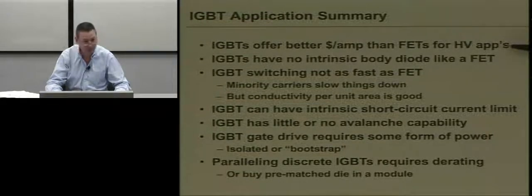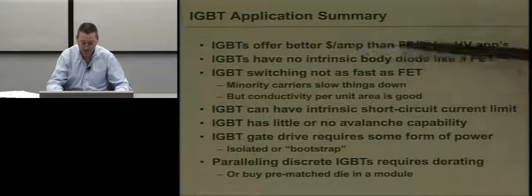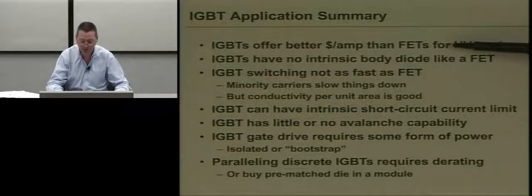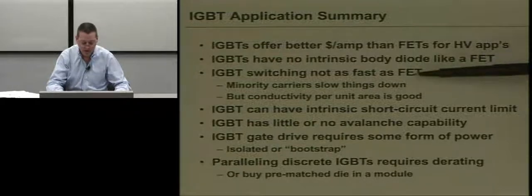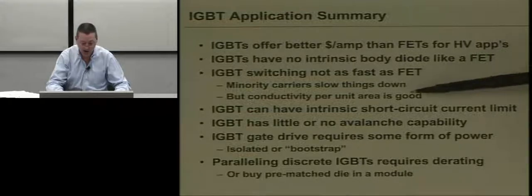IGBTs, the reason you'd use them as opposed to a FET is because you get basically better cost per amp compared to FET in applications like inverters and motor drives. IGBTs have no intrinsic body diode. They're co-packaged with a body diode when necessary. IGBTs don't switch as fast as FETs because you have minority carriers to slow everything down. But the good news is the minority carriers give you excellent conductivity per unit area, right?